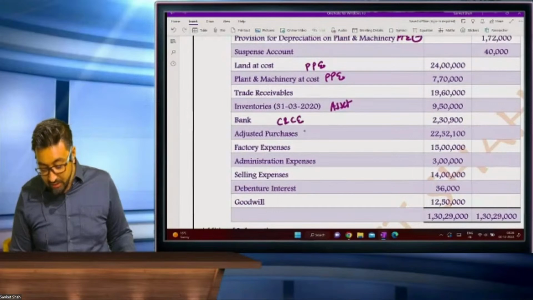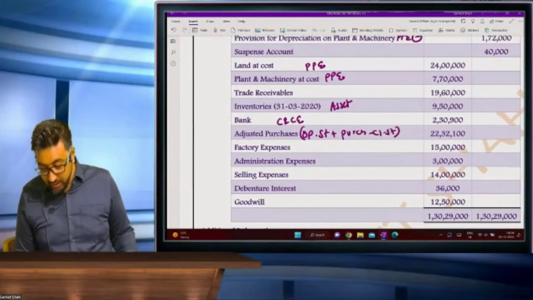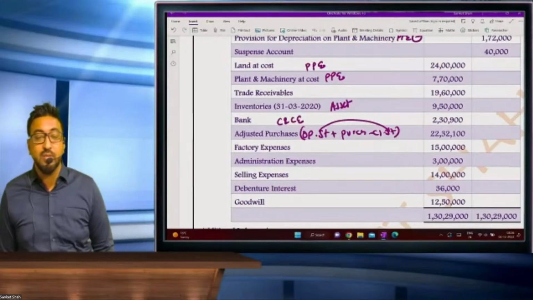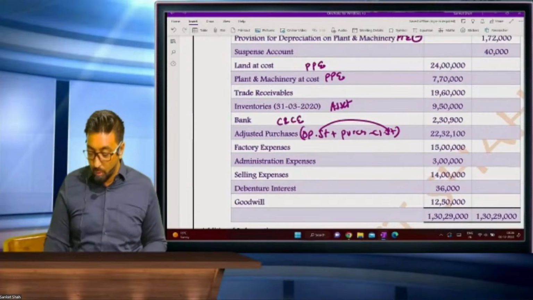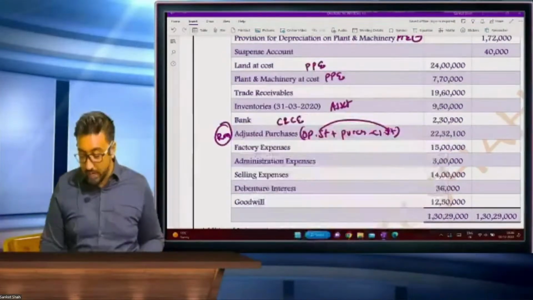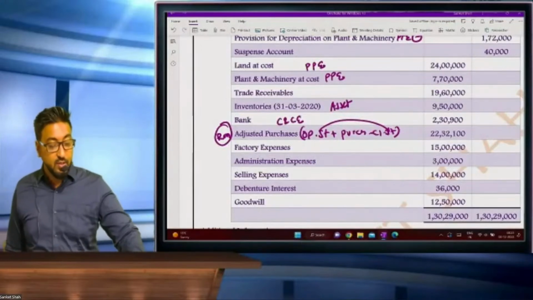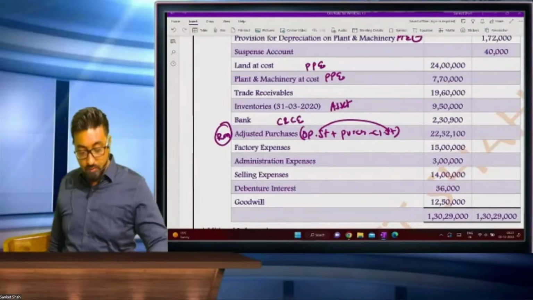Now adjusted purchase means what? Opening stock plus purchases minus closing stock. But we do not have this opening and closing. Otherwise we will write it as changes in inventory. So these purchases we will assume for raw material. So this is raw material consumed. Okay. We will write it as raw material consumed.